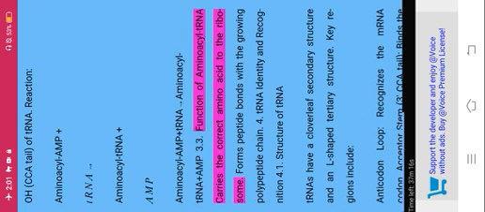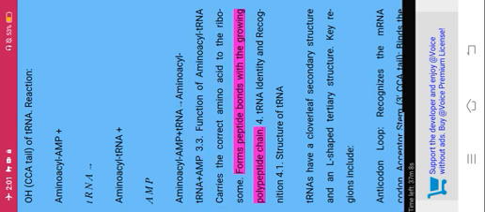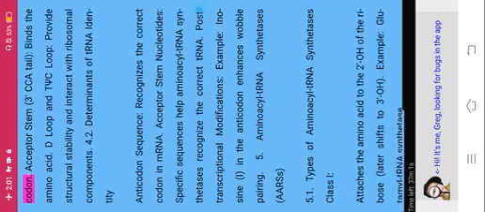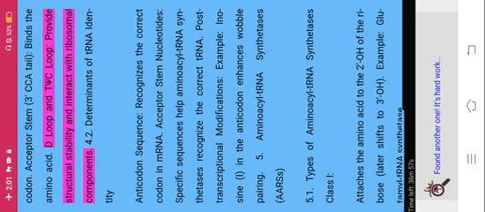3.3. Function of aminoacyl tRNA: carries the correct amino acid to the ribosome and forms peptide bonds with the growing polypeptide chain. 4. tRNA identity and recognition. 4.1. Structure of tRNA. tRNAs have a cloverleaf secondary structure and an L-shaped tertiary structure. Key regions include: the anticodon loop, which recognizes the mRNA codon; the acceptor stem with the 3' CCA tail, which binds the amino acid; and the D loop and T-psi-C loop, which provide structural stability and interact with ribosomal components.